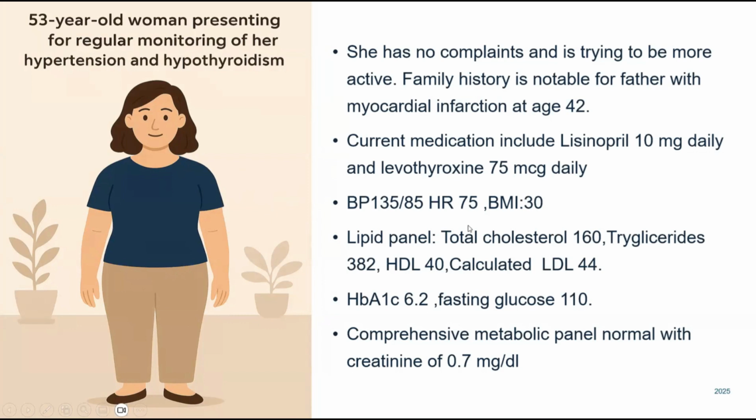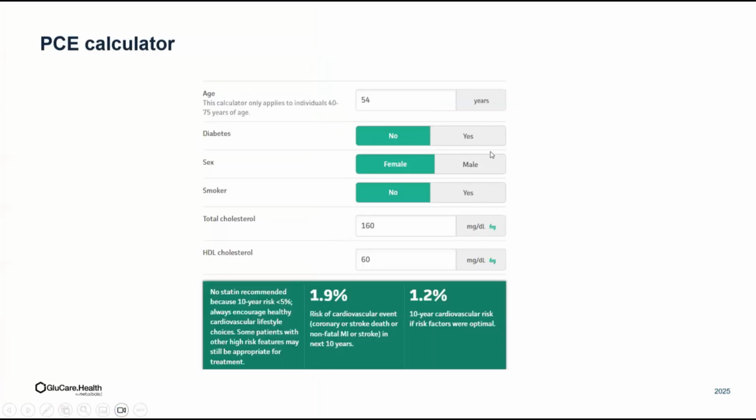As you can see, this is a 53-year-old female patient with no active complaint, but she has a strong family history of atherosclerosis. She has some thyroid problems. She's currently on lisinopril and levothyroxine. As you can see, she's overweight. She has well-controlled LDL cholesterol, but triglycerides are elevated. She has prediabetes.